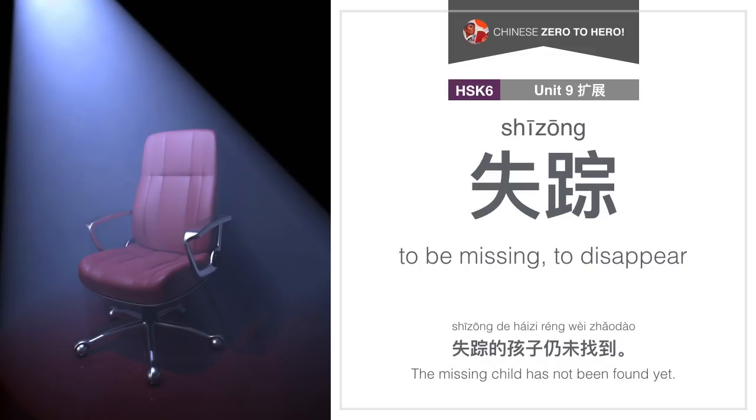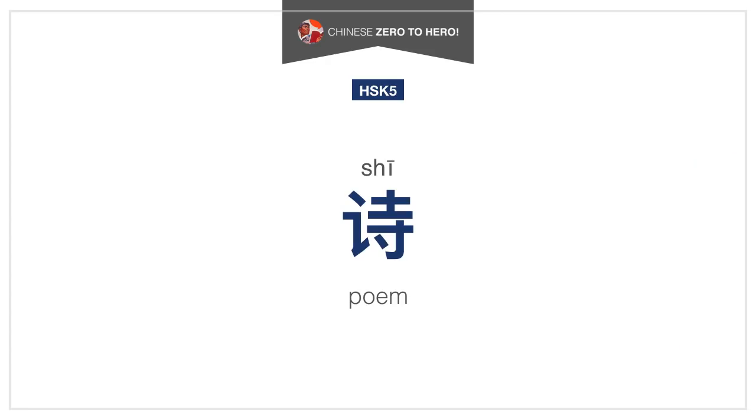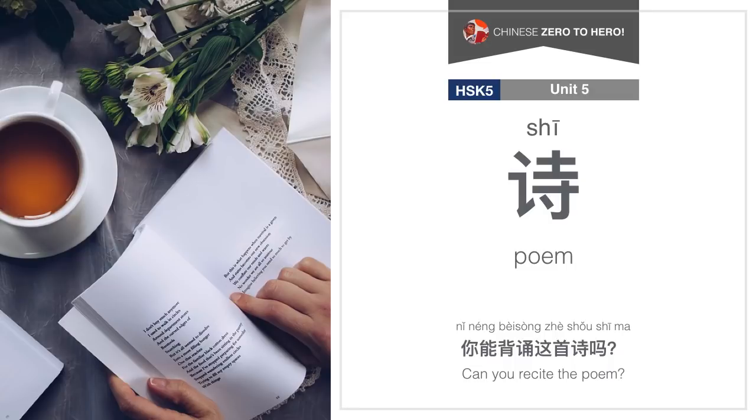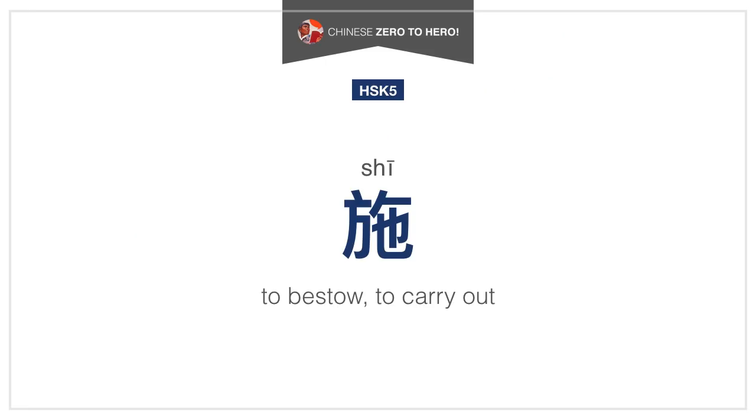Another word we learn in HSK is 失踪, to be missing, to disappear. 失踪的孩子仍未找到. The missing child has not yet been found. 诗, written like this, means a poem. 诗 itself is a word that we learned in HSK 5, Unit 5. 诗 means poem. 你能背诵这首诗吗？ Can you recite the poem? 施, written like this, means to bestow or to carry out.